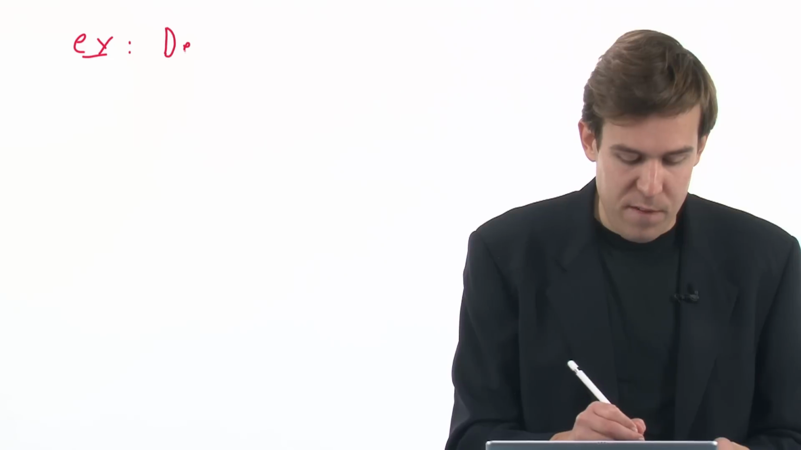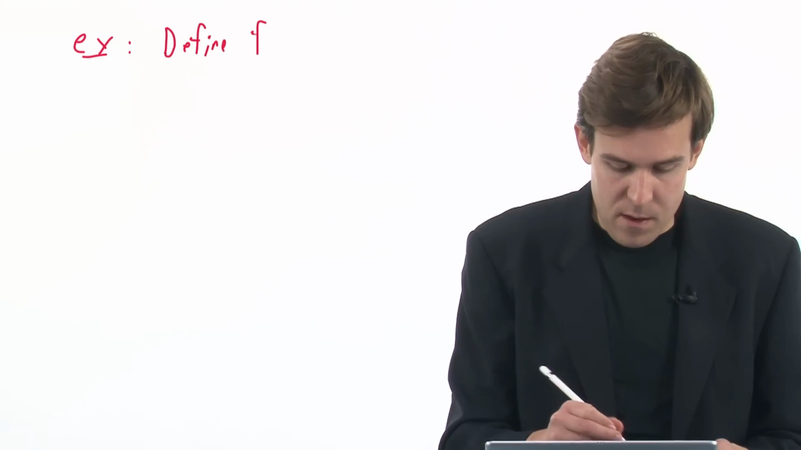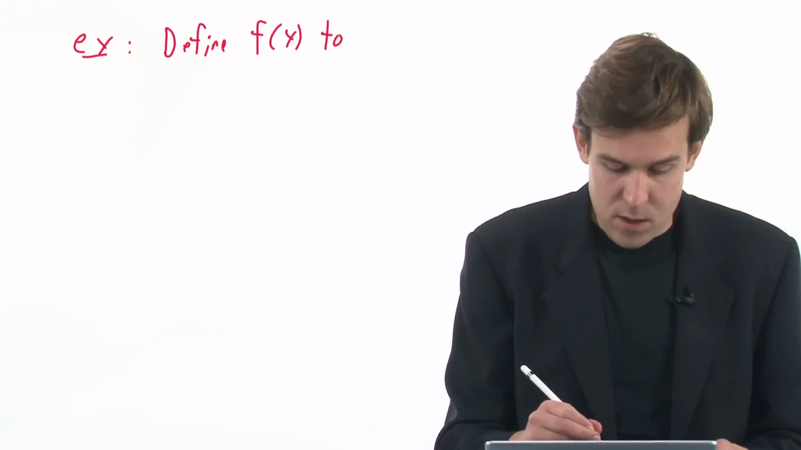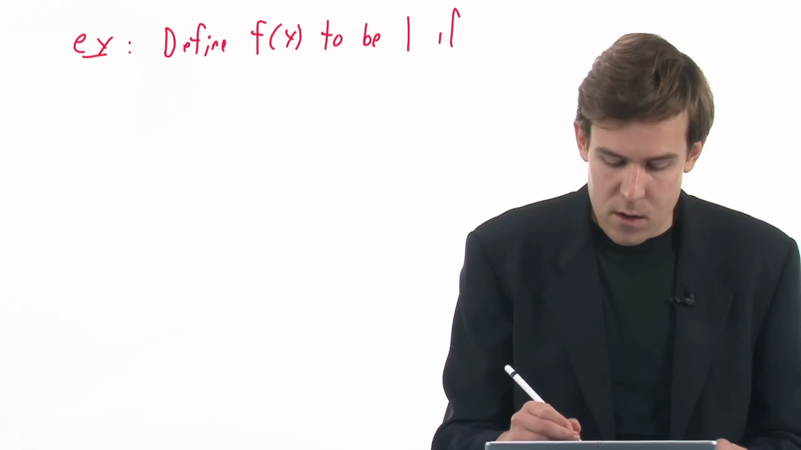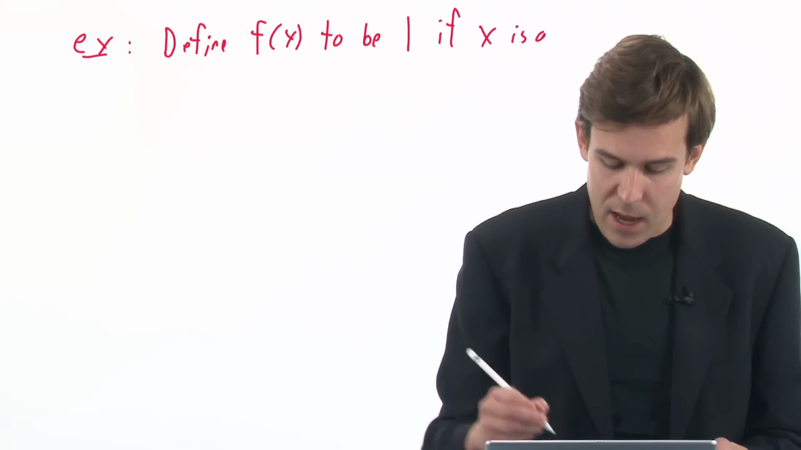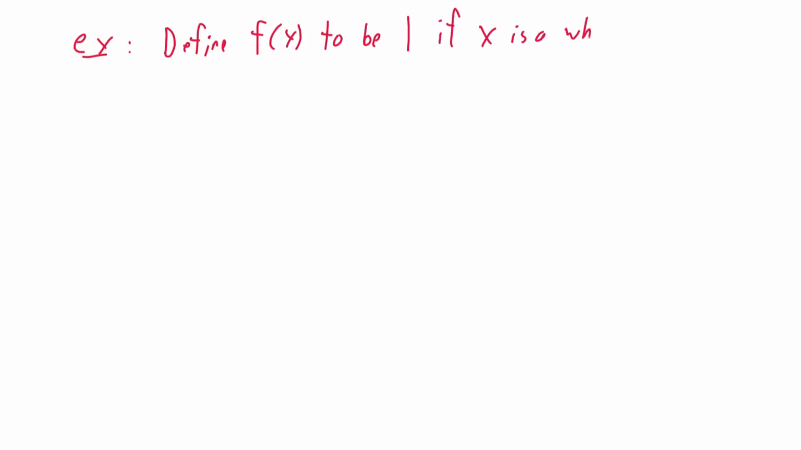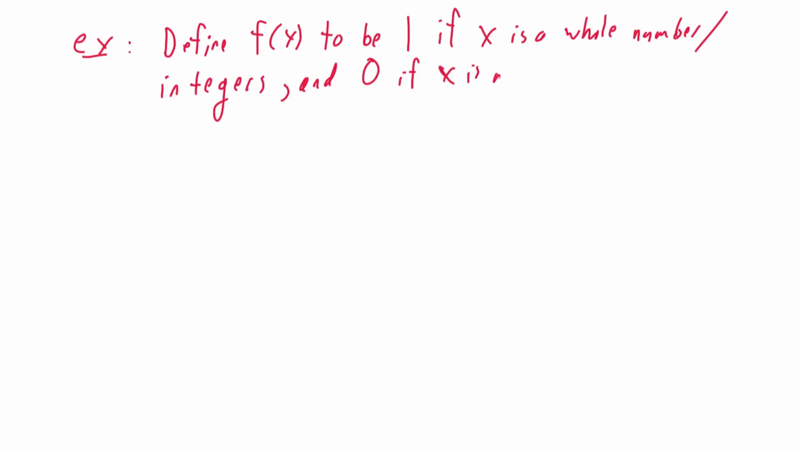Just to give you an indication that a function doesn't have to be an algebraic relationship on the inputs, we can look at the following. We will define f of x to be 1 if x is a whole number. We will discuss these also in the next section and in module 4 as integers. And we'll say it is 0 otherwise, if x is not a whole number.